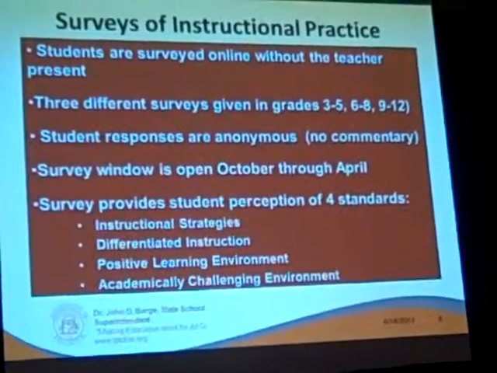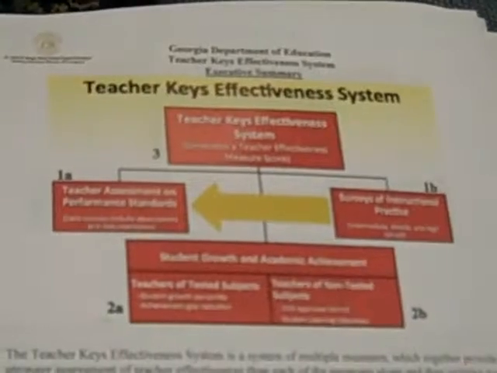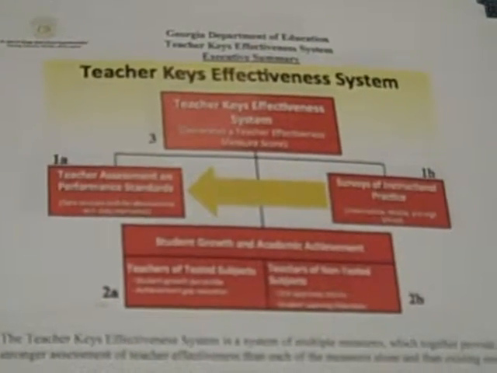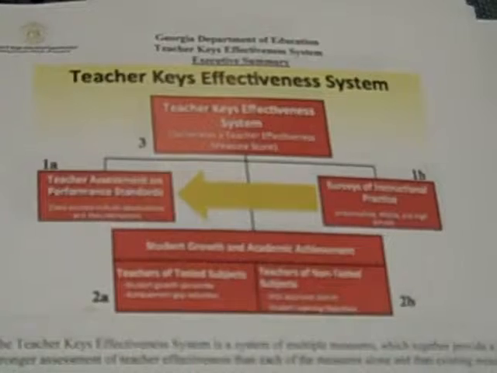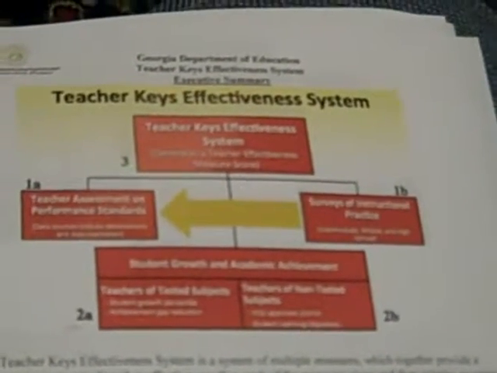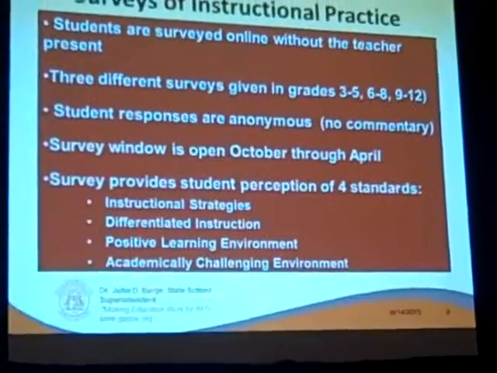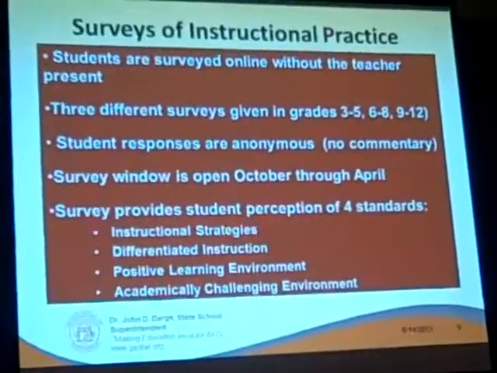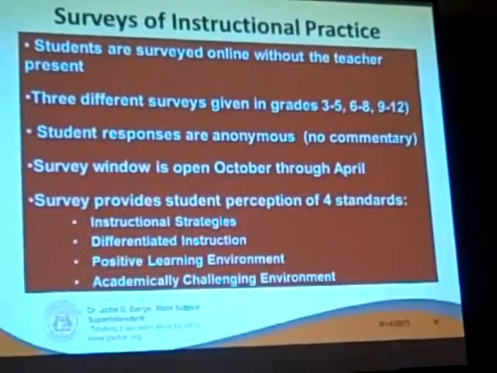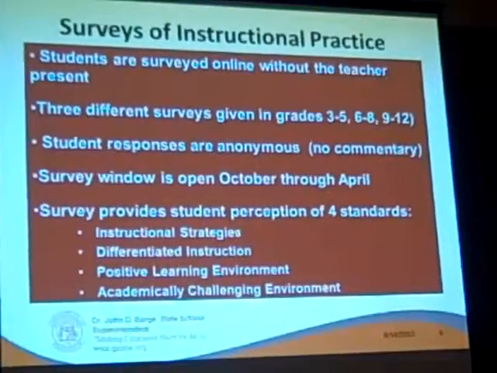Now, do you remember, if you look at your framework, do you see the big arrow? The big arrow. That's a visual reminder that the surveys provide student perception of these 4 standards: of instructional strategies, of differentiated instruction, of positive learning environment, and academically challenging environment. Those 4 standards, the surveys inform them.